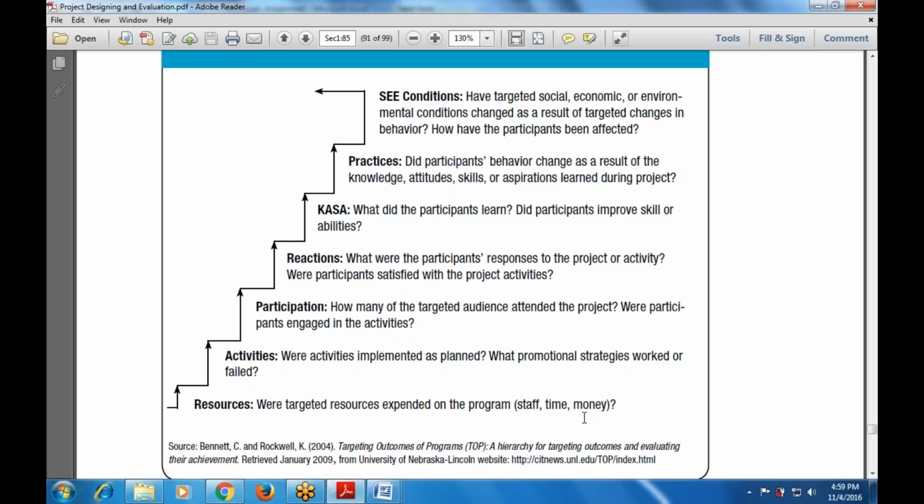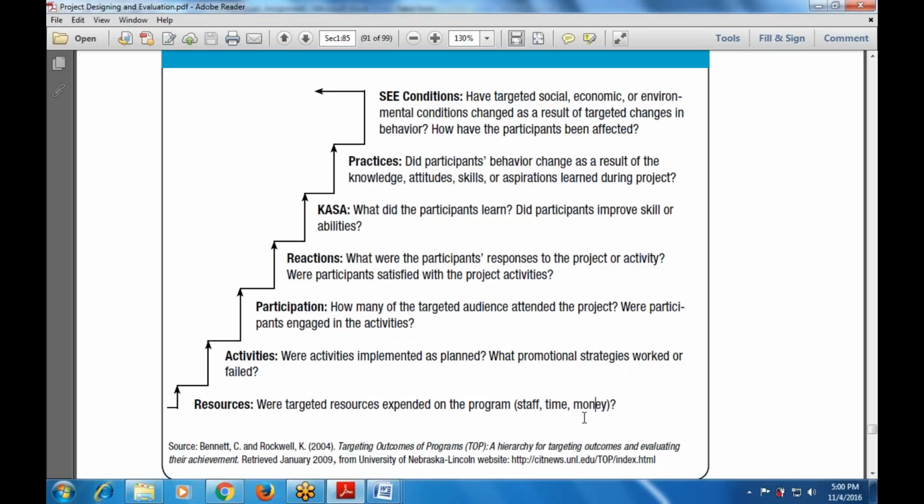So first one is the SEE conditions, that is used for the targeted social, economic, or environmental condition. Next is the practices, that is used with the behavior change. Next is the CASA. Next is the reactions. Next is the participation. Whatever the participation methods, whatever the participation criteria that is used with the targeted audience that attended the project, what the participants engaged in the activities.